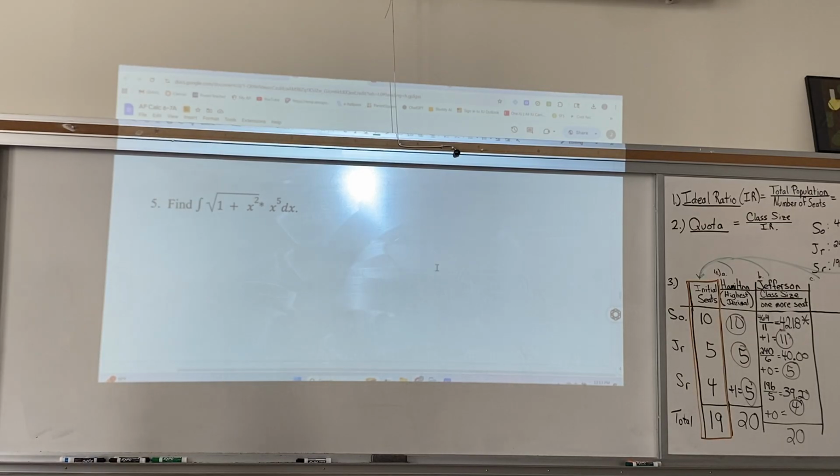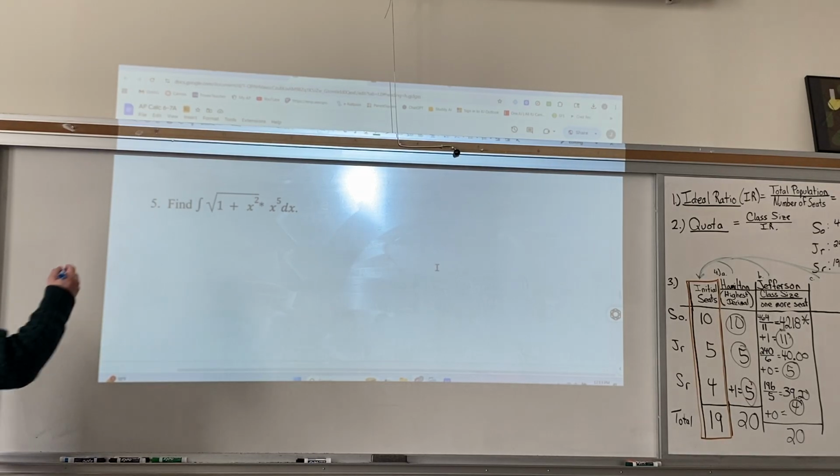I really don't know what I could use here on that antiderivative formula sheet. I don't see anything. Anybody want to try some? What, u equals 1 plus x squared? Okay. Why not?